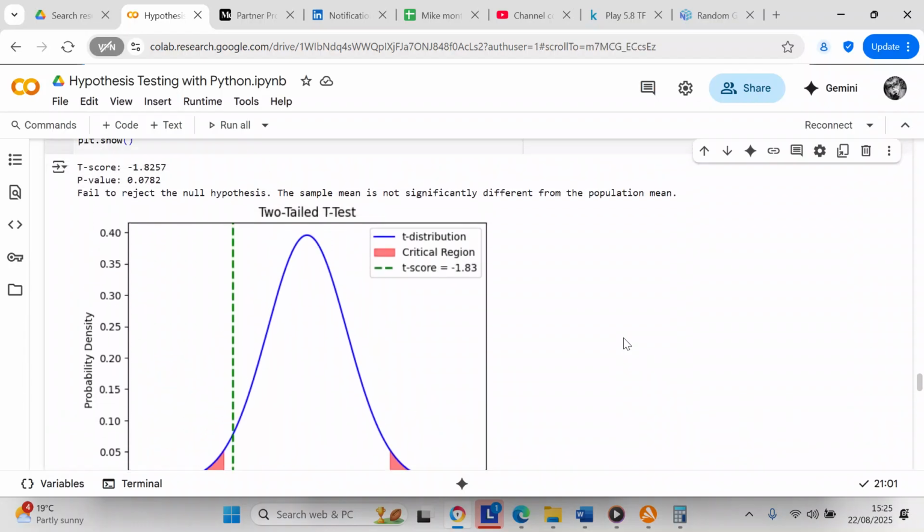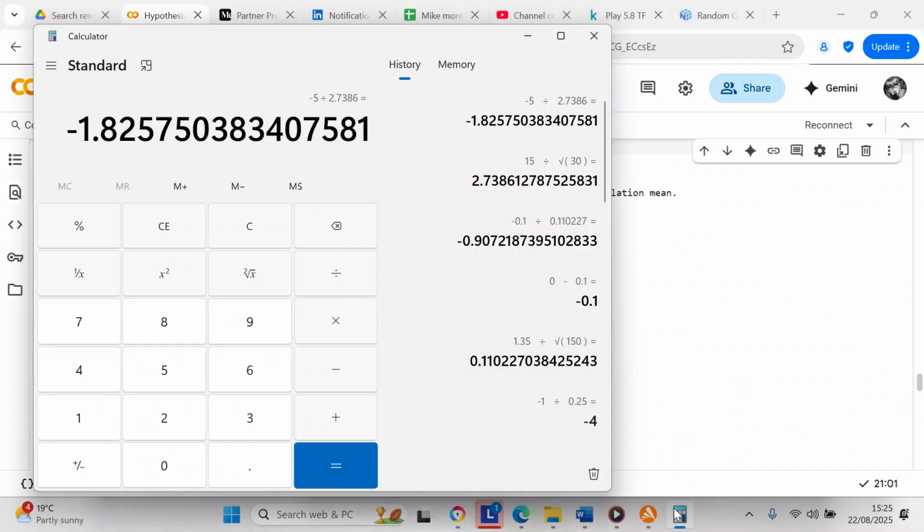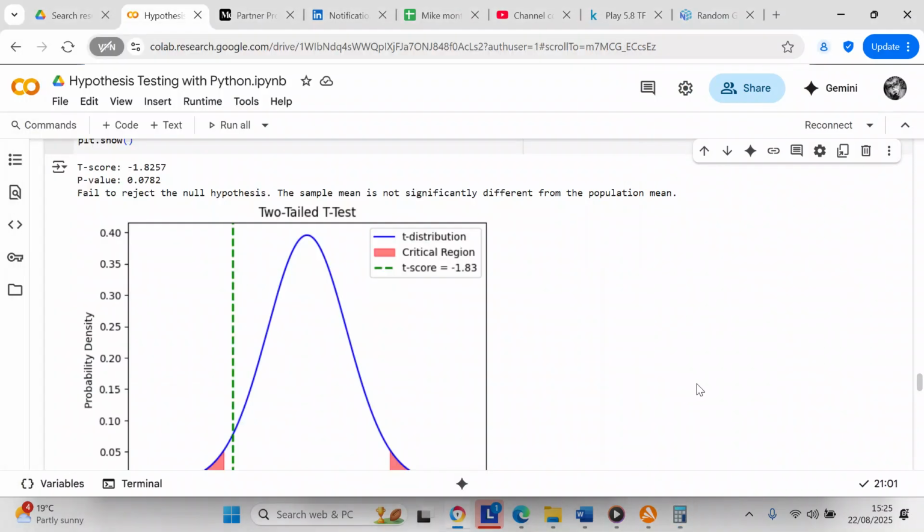So the t-score that we calculated is negative 1.8257. We look on my calculator and I got negative 1.8257. And then your p-value is 0.0782. So the p-value is above the alpha of 0.05, so we're going to fail to reject the null hypothesis. The sample mean is not significantly different from the population mean.